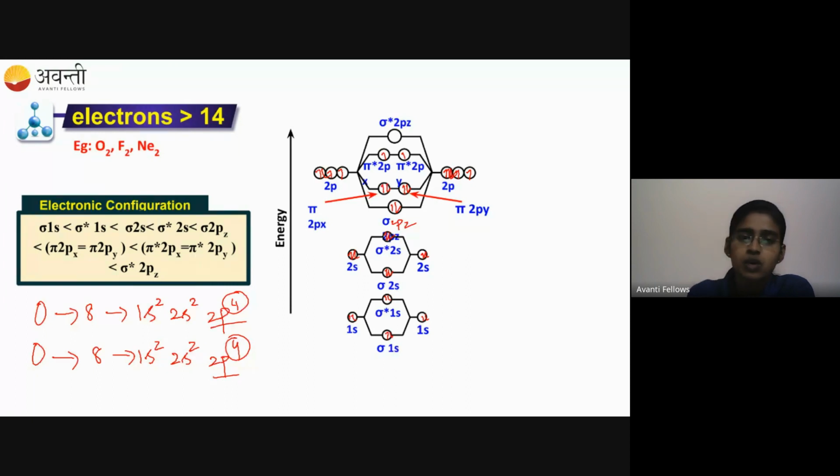So now while writing the electronic configuration, put 2 here: sigma 1s2, sigma star 1s2, sigma 2s2, sigma star 2s2, sigma 2pz is also 2, pi 2px is 2, and pi 2py also has 2 electrons, pi star 2px has 1 electron, and pi star 2py has 1 electron, and sigma star 2pz has 0 electrons. Okay, is this okay for all? Clear now?